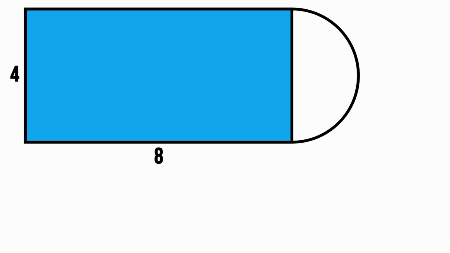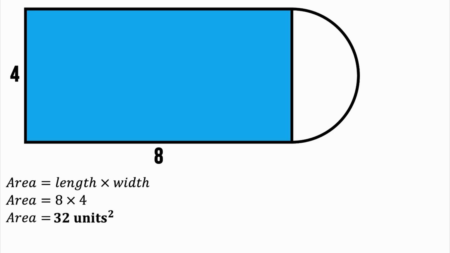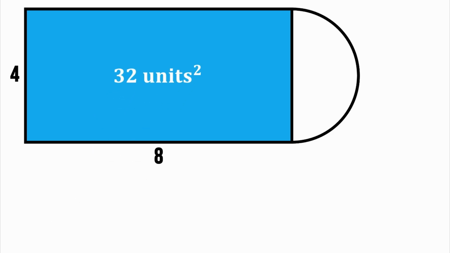Well, that's nice and easy because the area of a rectangle is just length times width. And my length and width are both given, so that's going to be 8 times 4, which of course is an area of 32 square units. So I'm going to put this right here in the middle of my rectangle, and now I want to focus on the semicircle.